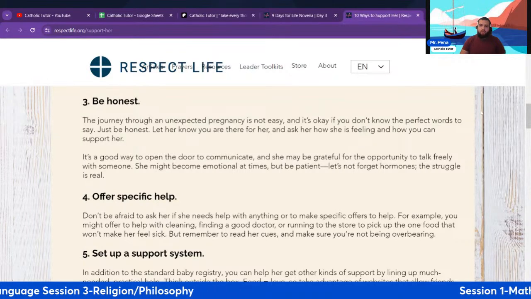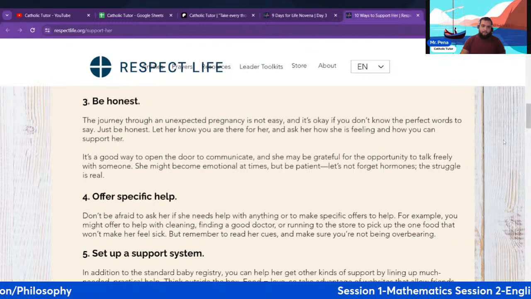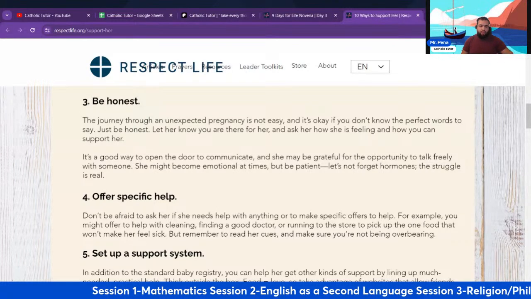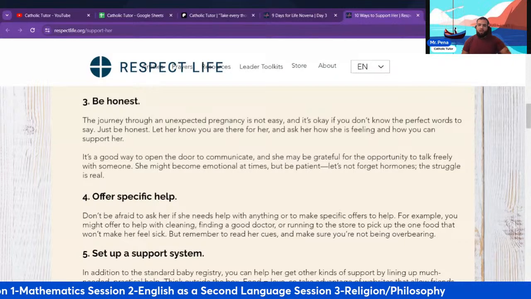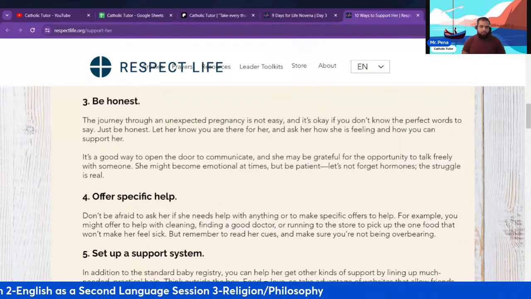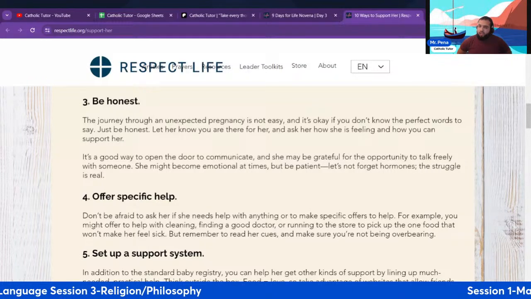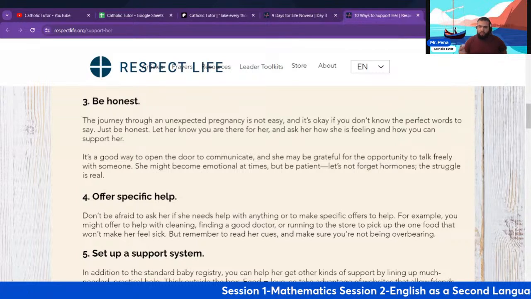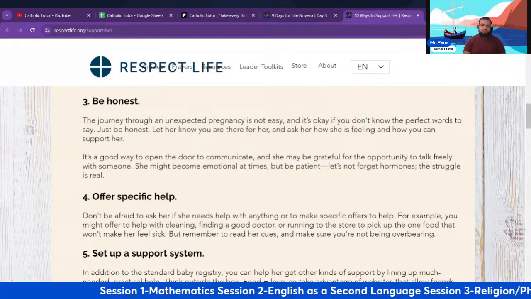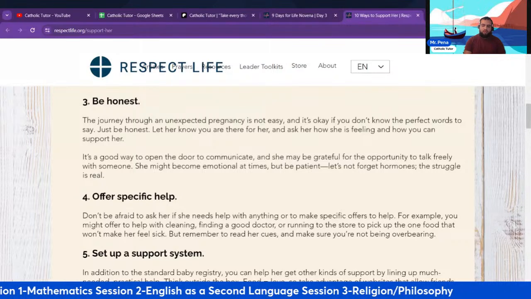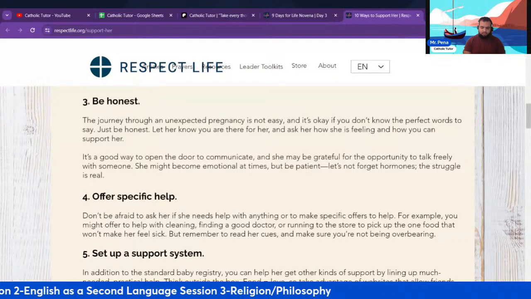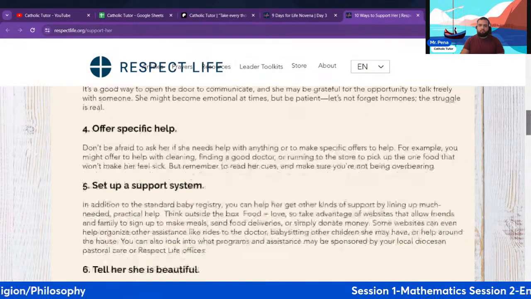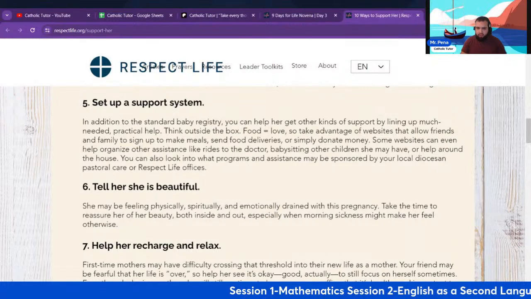Number 4, offer specific help. Don't be afraid to ask her if she needs help with anything or to make specific offers to help. For example, you might offer to help with cleaning, finding a good doctor, or running to the store to pick up the one food that won't make her feel sick. But remember to read her cues and make sure you're not being overbearing. We want to give space and comfort her, okay? And please respect personal boundaries.